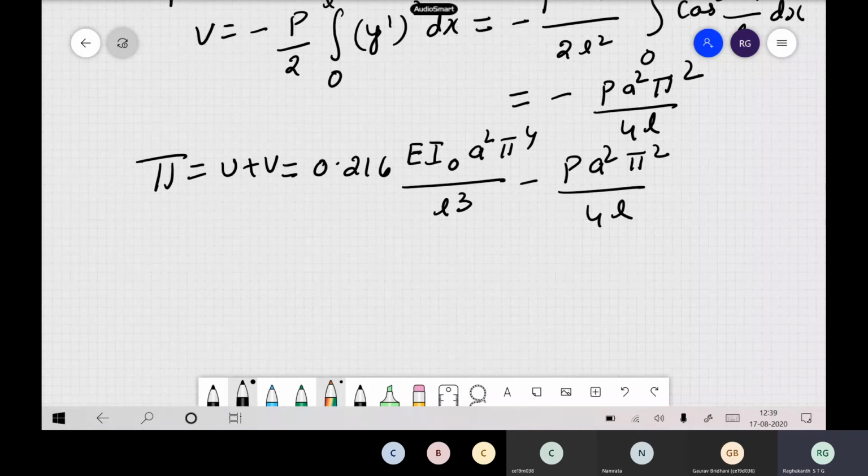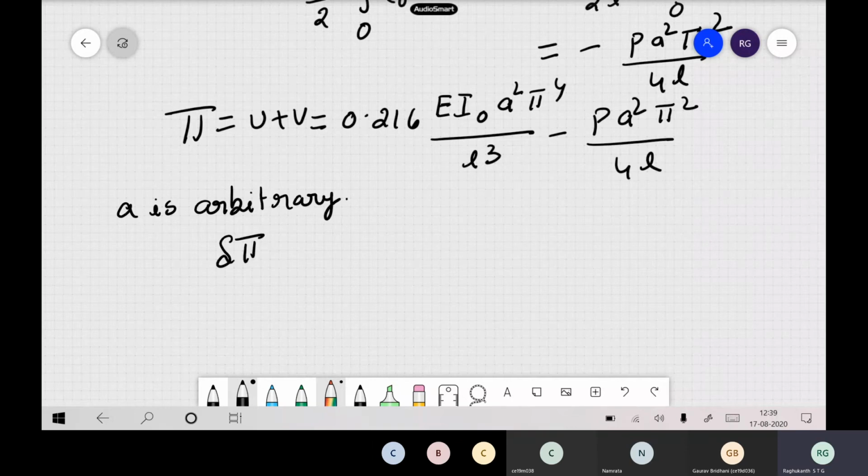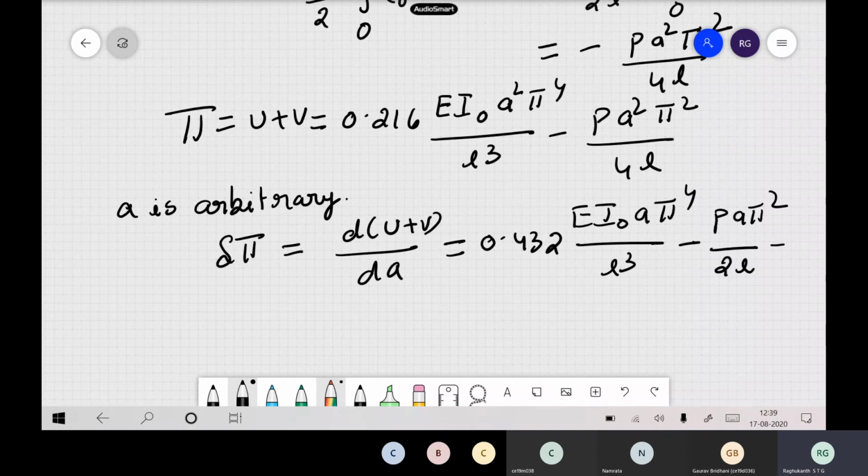So now what we have to do? To find out the buckling load, this A is arbitrary kind of a thing. So now this dou phi has to be 0, which means d of U plus V with respect to A has to be equated to 0. So you differentiate with respect to A. So you get 0.432 E I naught A pi to the power of 4 by L cube minus P A pi square by 2 times L is equal to 0.